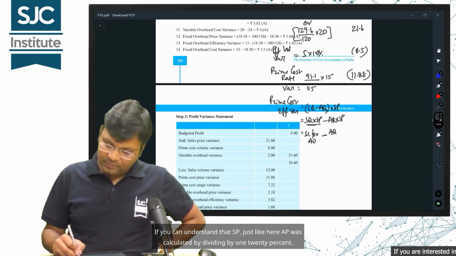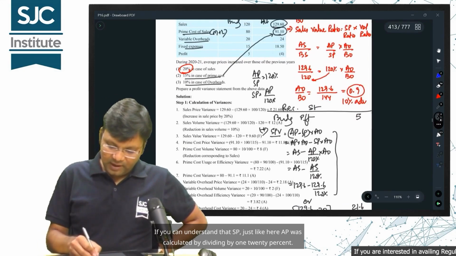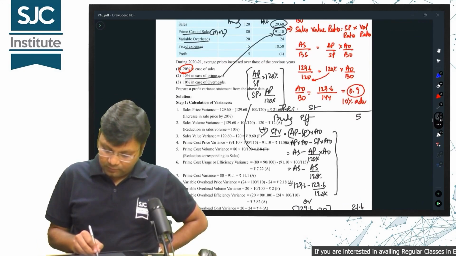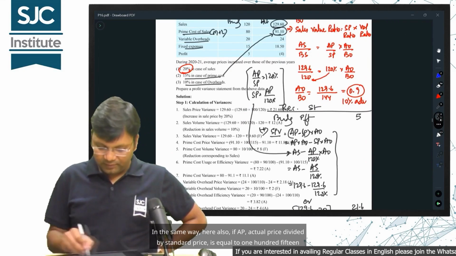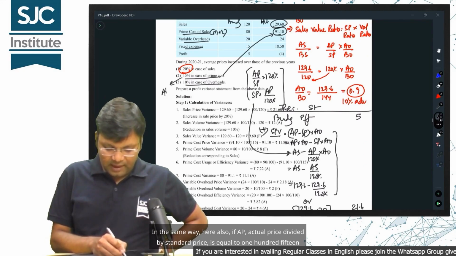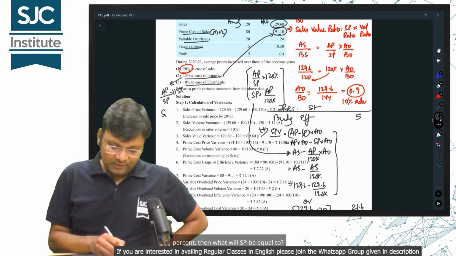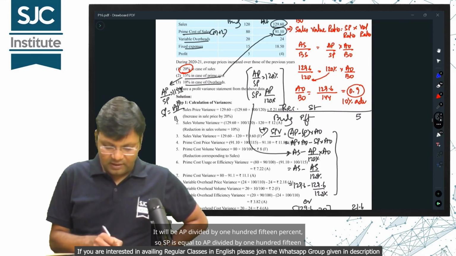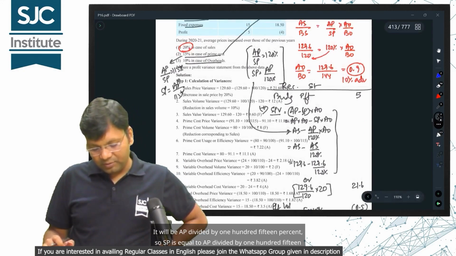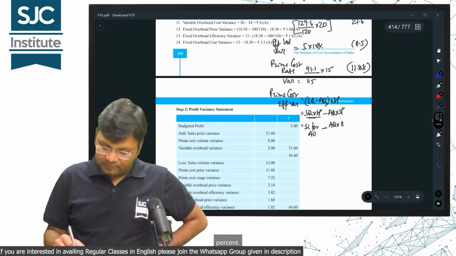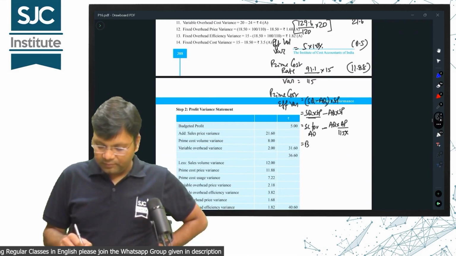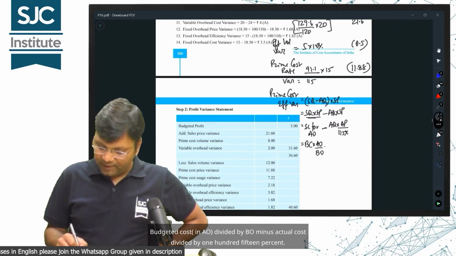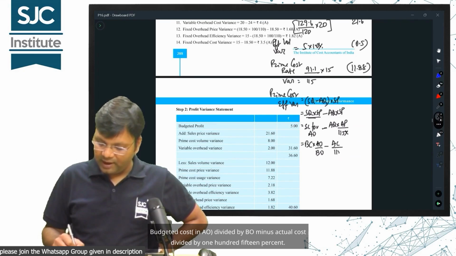If you can understand that SP, just like here AP was calculated by dividing by 120%, here SP is equal to, as we have put here, AP divided by 120%. In the same way, here also, if AP, actual price divided by standard price, is equal to 115%, then what will SP be equal to? It will be AP divided by 115%, so SP is equal to AP divided by 115%. You can apply it here as well, so what will be the standard cost for actual output? Budgeted cost, now, divided by BO minus actual cost divided by 115%.